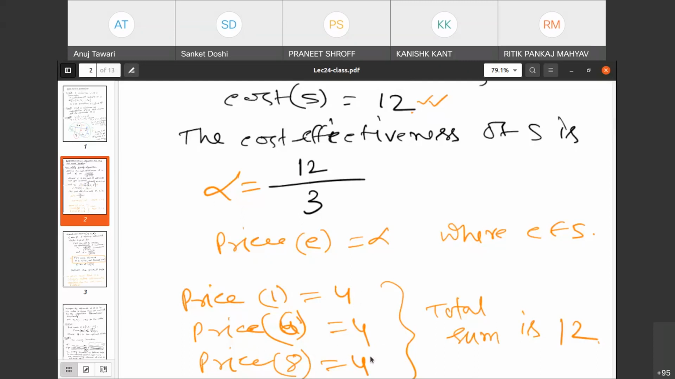Okay. And then we sum the prices of every element in the universe. So its total sum will be exactly the cost of that subset. Because finally what we want to do is that we want to sum up the costs of all the subsets in our set cover.